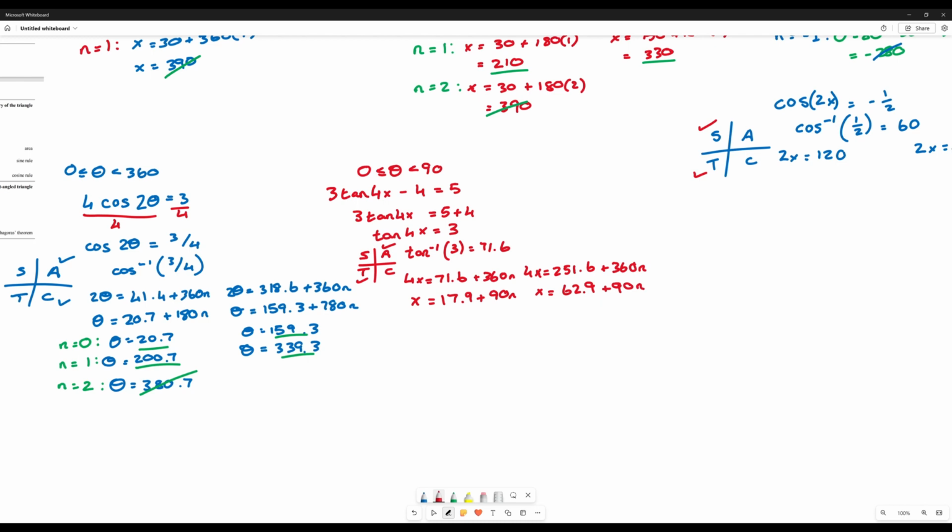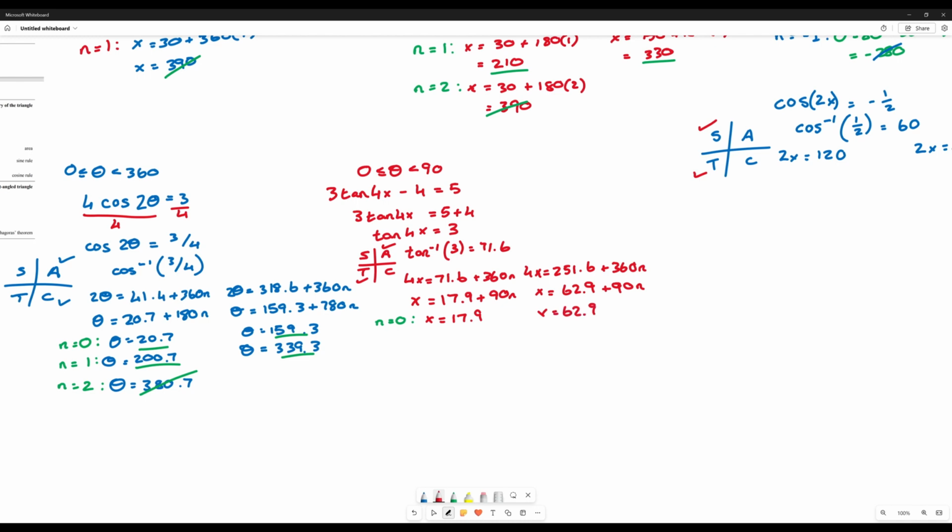If you divide everything by 4, I don't know if I said that, I just got lost in the sauce there for a bit. Now the weird thing is it said in between 0 and 90 here, so I don't know, we'll see how this goes. I'm just going to start by subbing in 0, see where it takes us. x is equal to 17.9, x is equal to 62.9.